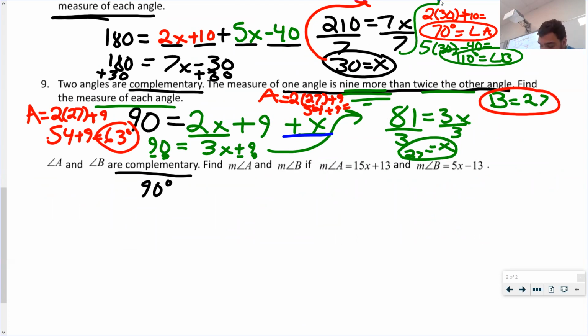So then that's going to be. Wait, when it's complementary, is it like equal 90 instead of equal 180? Perfect, yes. Equal 90 for complementary, equal 180 for supplementary.